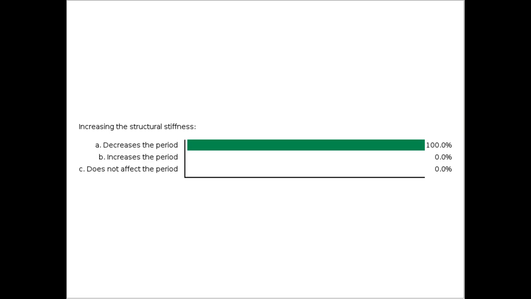Increasing the structural stiffness will A, decrease the period, B, increase the period, or C, does not affect the period. You can submit your answer by clicking on the radio button next to the answer you believe is correct. Give everyone a couple more seconds. Go ahead and submit your answer now if you can.